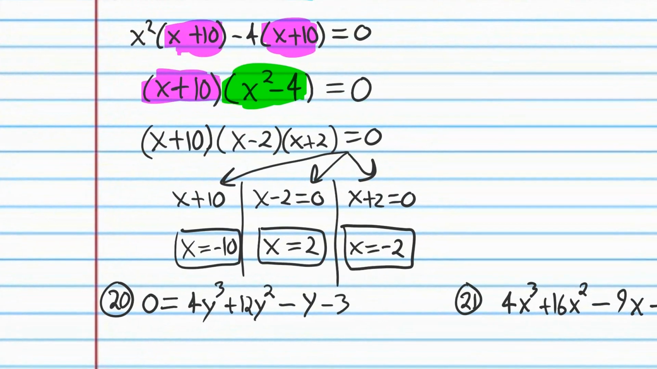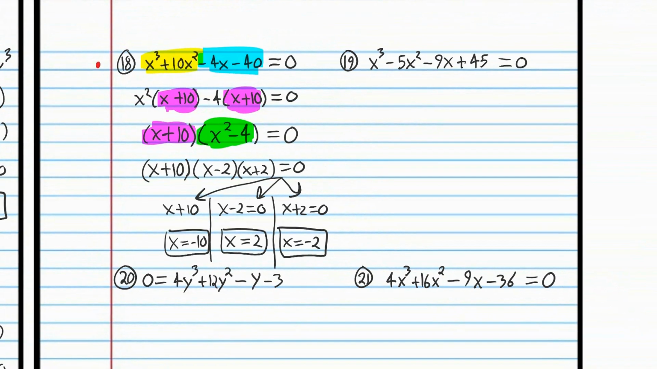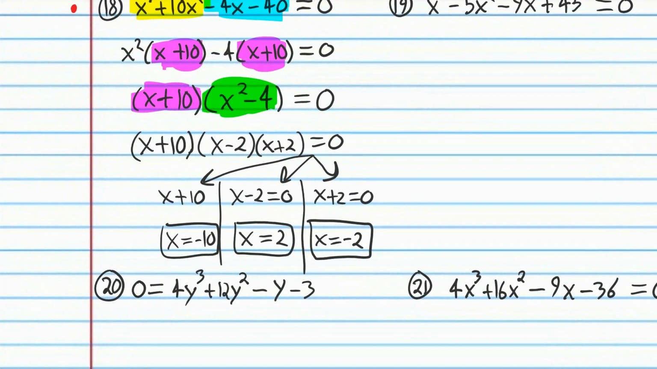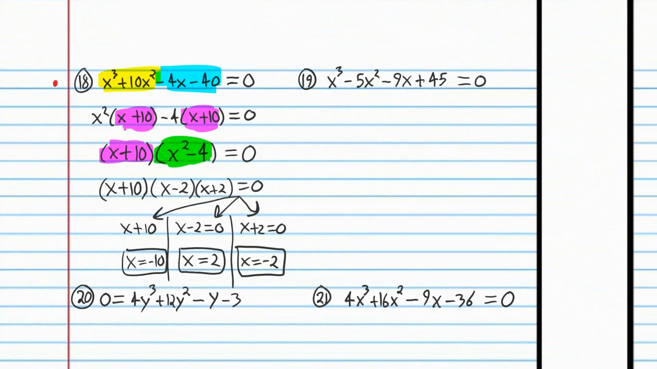I guess there is a difference because this term is not a monomial anymore. We got 3 binomials instead of 2 binomials and a monomial. But it's not really that important. So 2, -2, and -10.